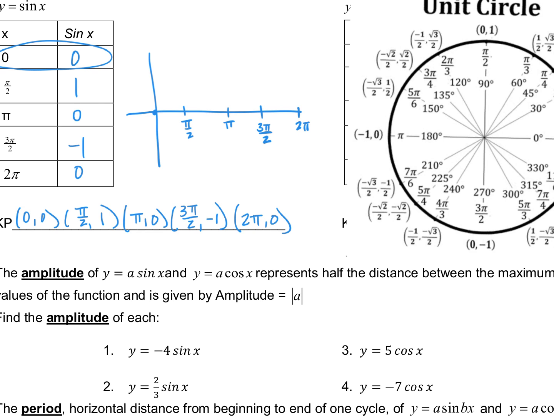And then let's look at the y values. What's the highest y value? Positive 1. What's the lowest y value? Negative 1. Okay, so now we just literally plot the points that we just found as we read around our unit circle. Okay, so we have 0, 0, pi over 2, 1, pi, 0, 3 pi over 2, negative 1, and 2 pi, 0. Now if I connect the dots, it makes this little shape.